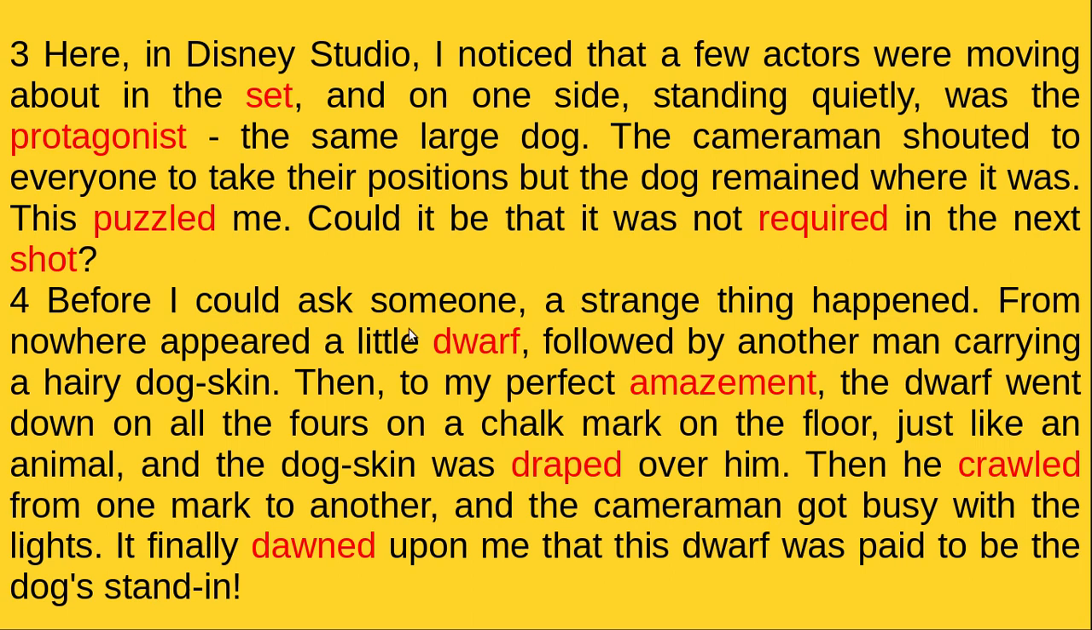Before I could ask someone, a strange thing happened. A little dwarf appeared suddenly or unexpectedly, followed by another man carrying a hairy dog skin. To his astonishment, the dwarf went down on all fours, that means on his knees and palms, and stood there like an animal. The dogskin was covered over him. Then he crawled from one place to another. Then the cameraman got busy with the light and started taking the shot. Finally, he came to know that this dwarf was paid to be the dog standing.